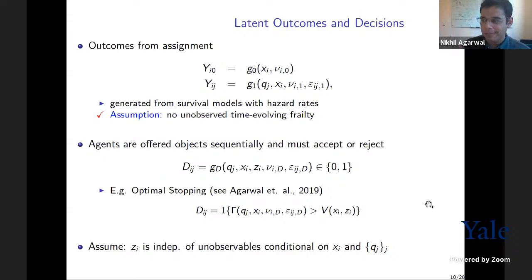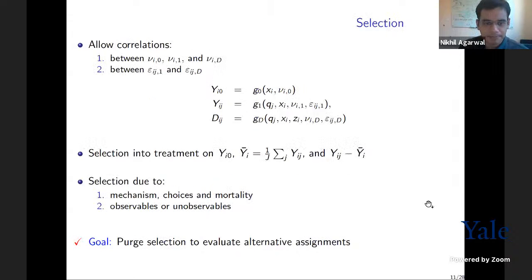So imagine that for some reason, because you're in an area that has high or low scarcity of kidneys, you make different decisions. But should you get a particular kidney, it shouldn't affect your outcome. Okay. Now in this model, we're going to allow for rich correlations between the various terms nu and correlations between epsilon ij1 and epsilon ijD. And that's going to result in selection on various margins.